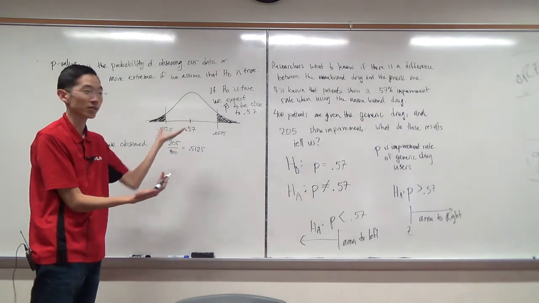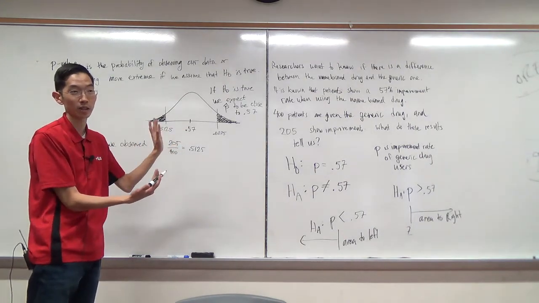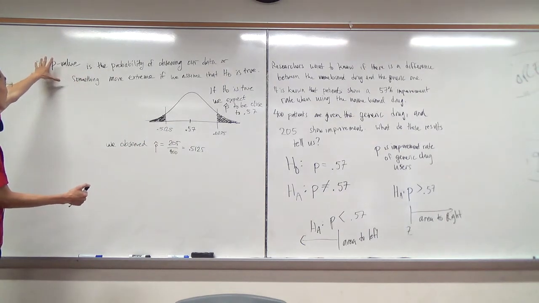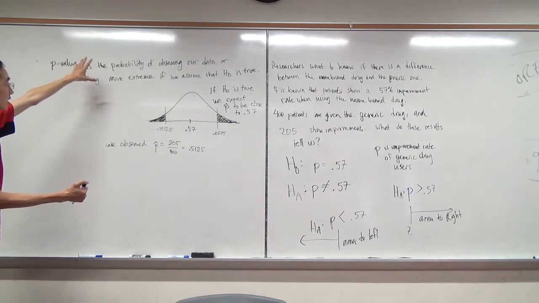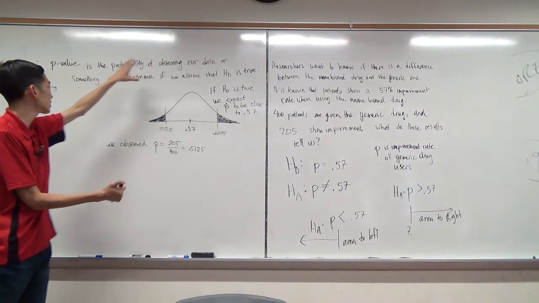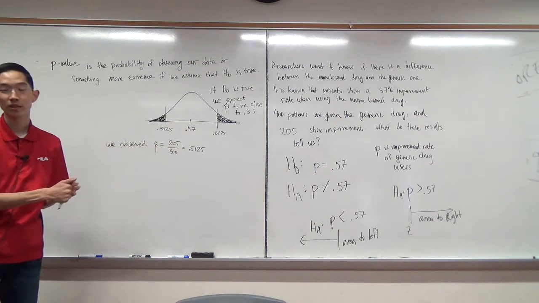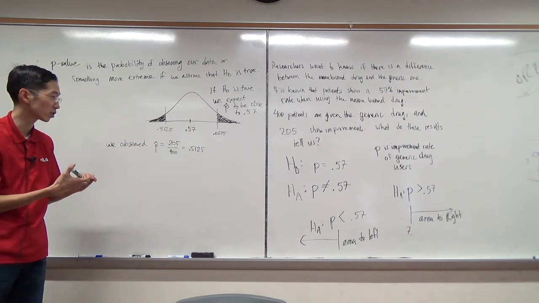Well, it depends on the standard error, and so we do the math. Okay, but the resulting question, or the answer that we're going for, the p-value, is, what's the probability of observing our data or something more extreme if the null hypothesis is true?